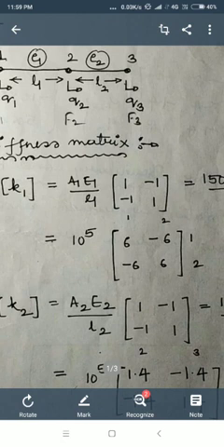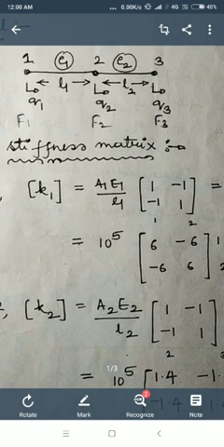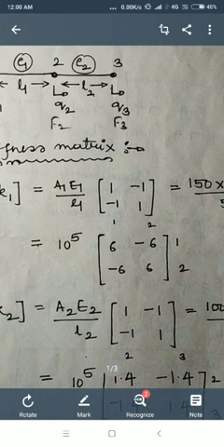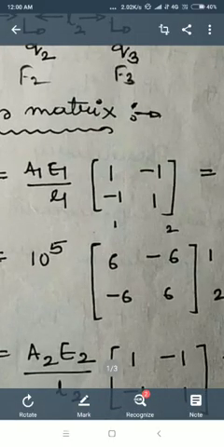For the next stiffness matrix also the same value you have to take outside. Then only it is possible to add both the stiffness matrices. Now how much value you take outside, that is left to you. That is up to you. I have taken 10 to the power of 5, so the remaining value, only 6, I have multiplied inside. So K1 becomes 10 to the power of 5, 6 minus 6, minus 6 6.